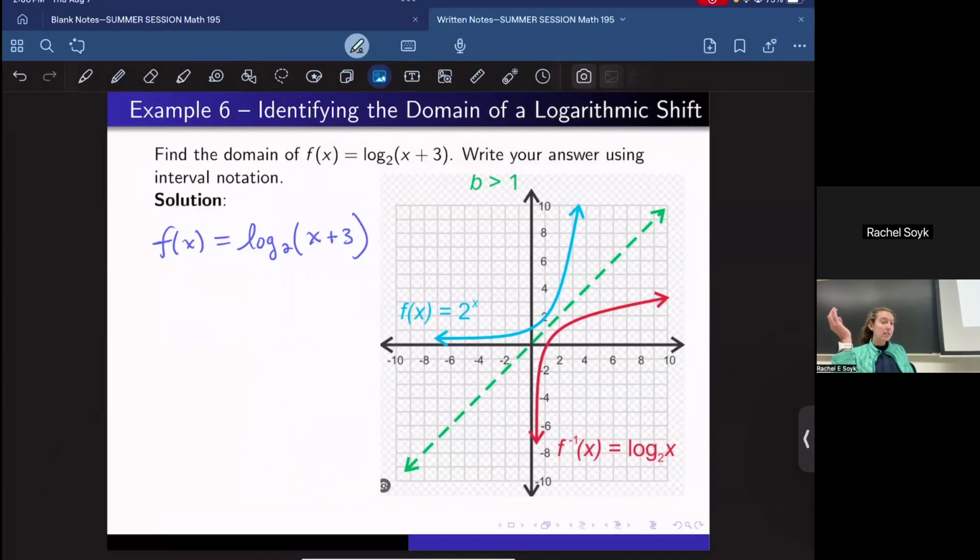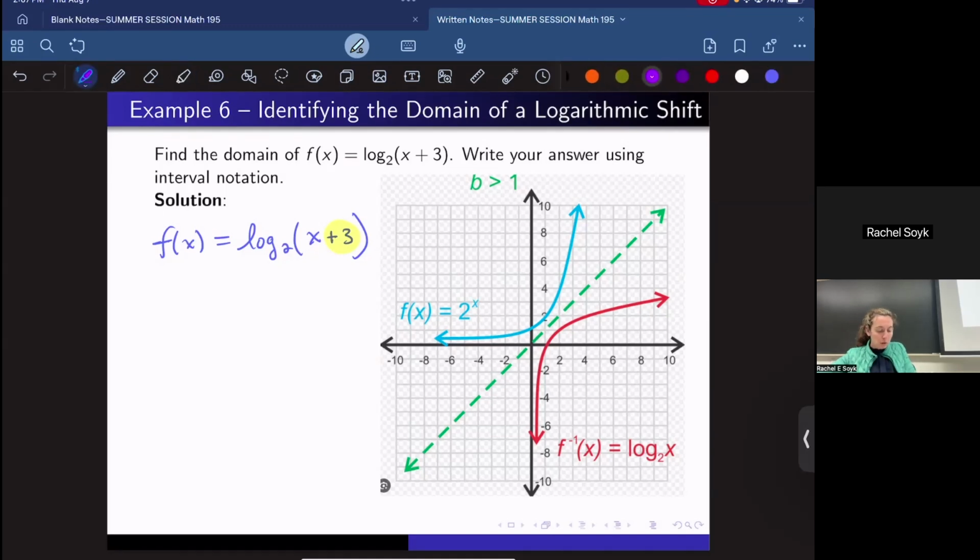So the red is the parent function, our log base 2 of x, which again is just a reflection of our 2 to the x across our line y equals x. But this plus 3 is going to represent what? What type of shift? Horizontal shift. How many units and in what direction? 3 to the left, exactly.